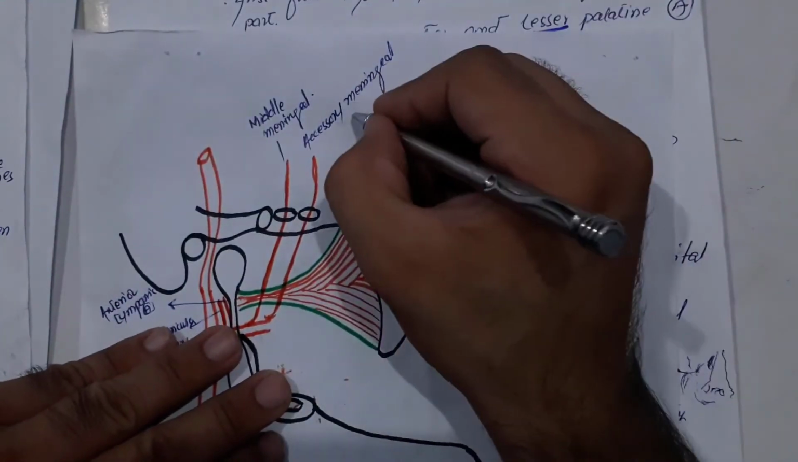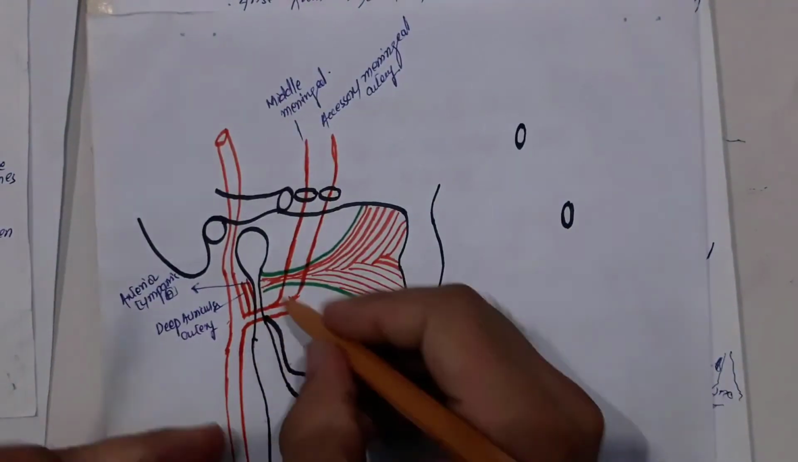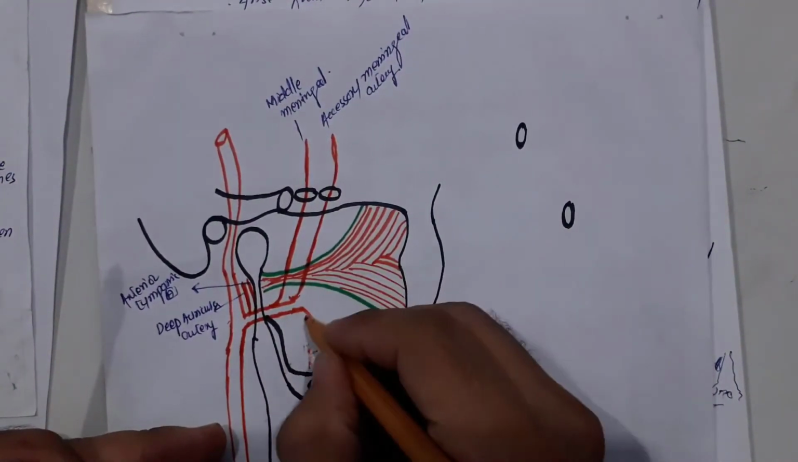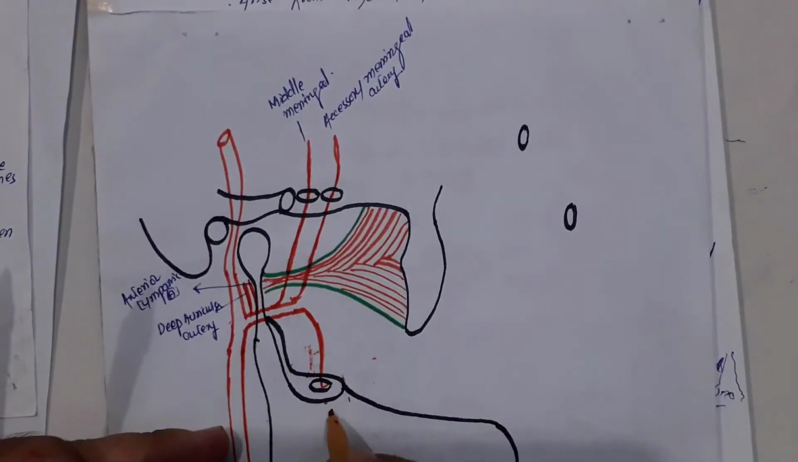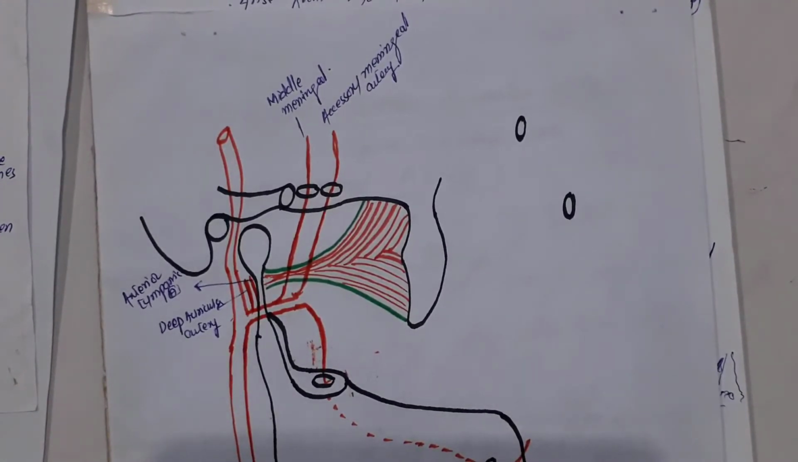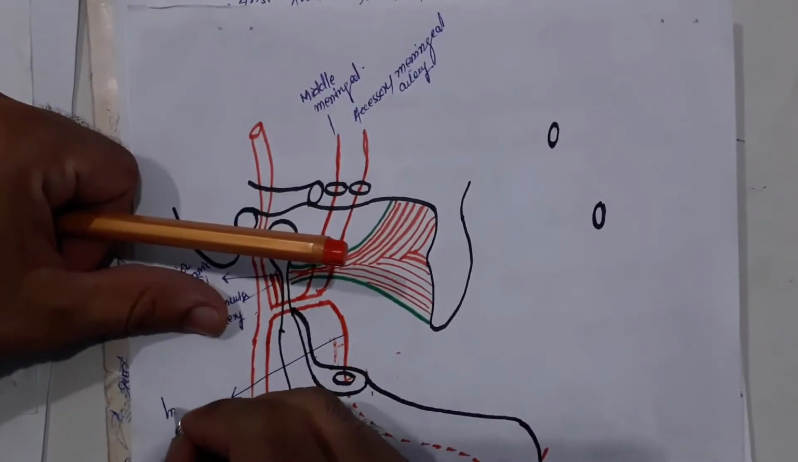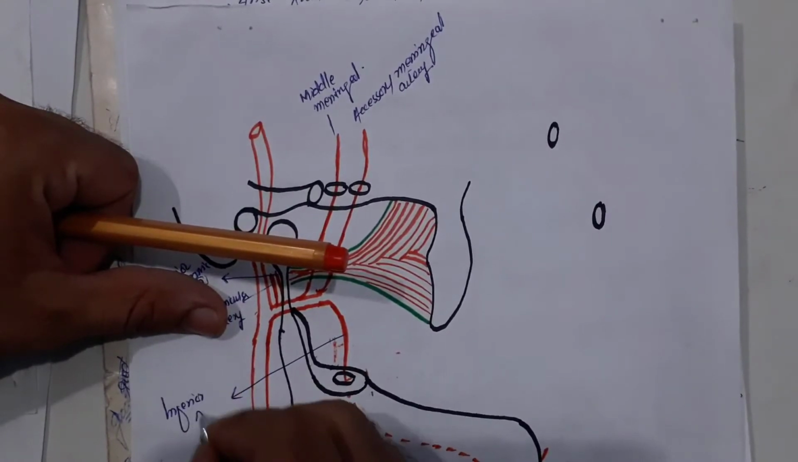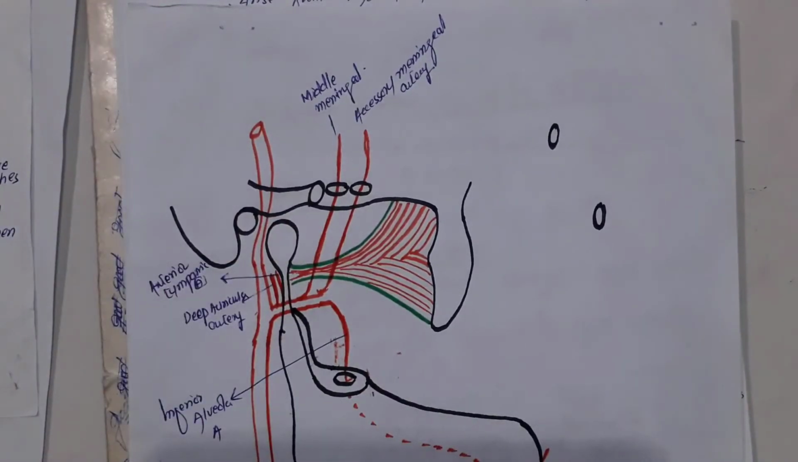Meningeal artery. Then there was another branch here, which was passing through the mandibular foramen, and this artery was called the inferior alveolar artery. It left the mental foramen and made the mental artery. So this is our inferior alveolar artery.